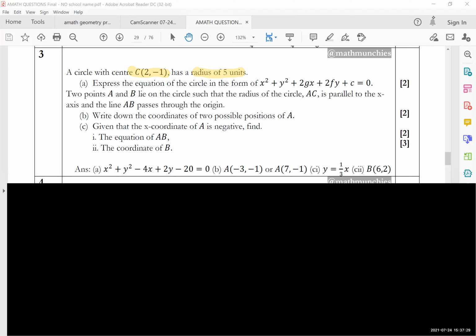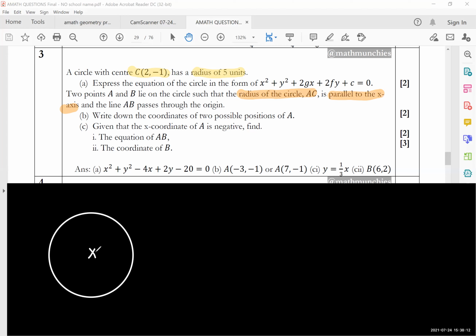So B, they say that points A and B lie on the circle, such that the radius of the circle, okay, wait, let me just draw the circle first to visualize better. So this is my circle, and my circle always has the center. A and B lie on the circle. I do not know where, but the key thing tells me that the radius AC is parallel to the x-axis. And I know that the x-axis is left to right.